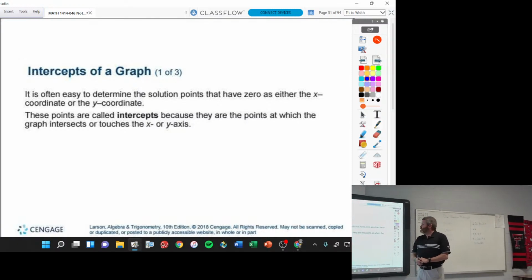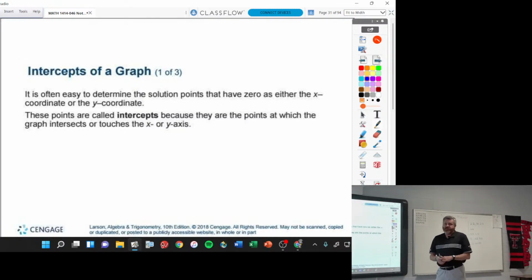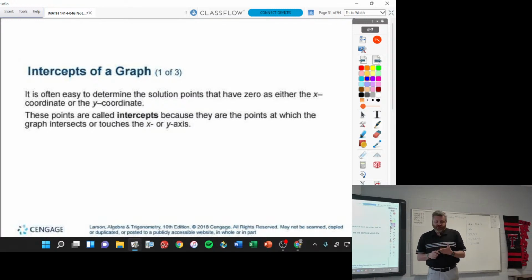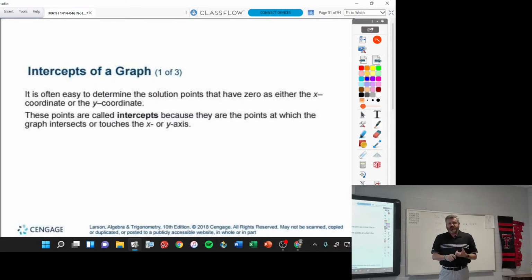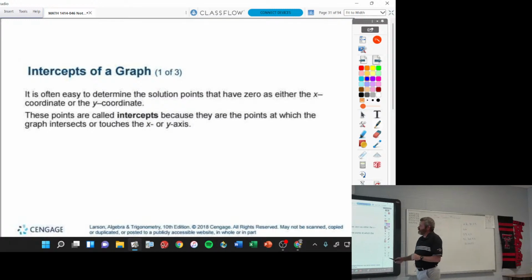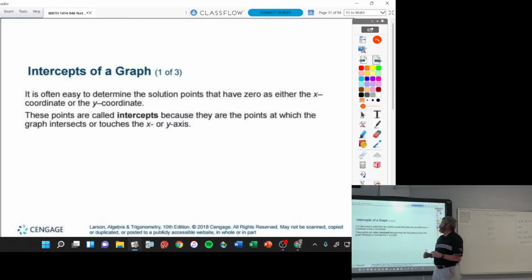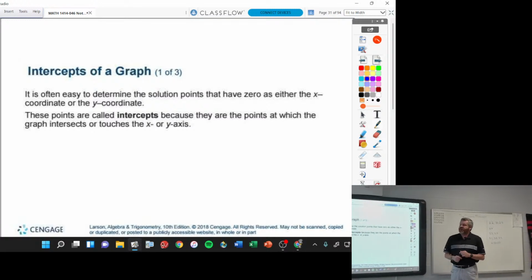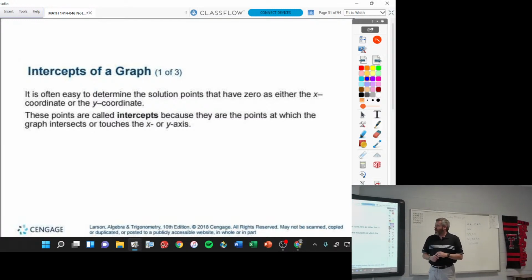It's easy to determine the solution points that have 0, and these are called the zeros. You have x-intercepts and y-intercepts. So to find the x-intercepts, that is, where does the graph cross the x-axis, you assign a y value of 0, just as to find the y-intercepts, you find values such that x equals 0. They're called intercepts because those are the points at which the graph intersects or touches the x or the y-axis. And folks, it is possible that you do not have some of the intercepts.